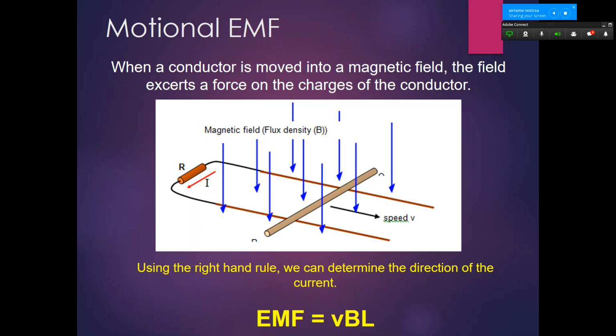So hold on. I have my bar here, and I'm moving it towards the right. So what am I increasing? The area, right? If I'm increasing the area, is my flux changing? Yes, even if my magnetic field is remaining constant, my flux is changing. Is it increasing or decreasing? Increasing. So I'm increasing my flux.